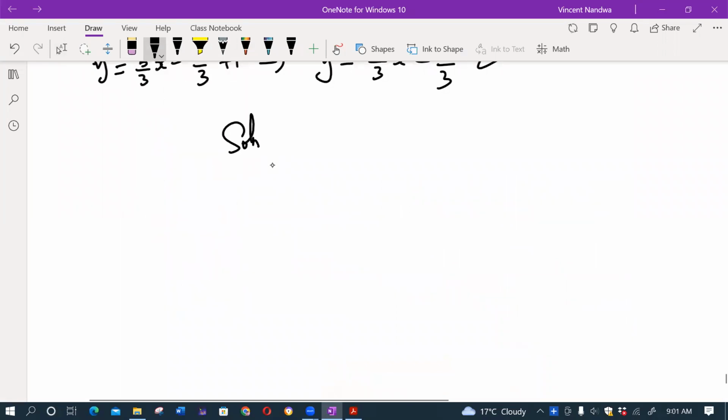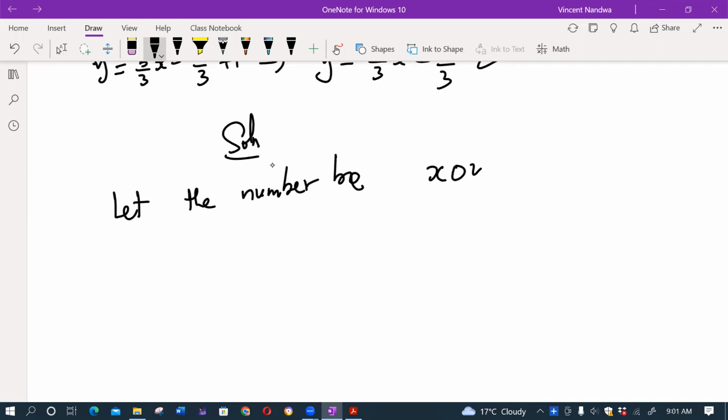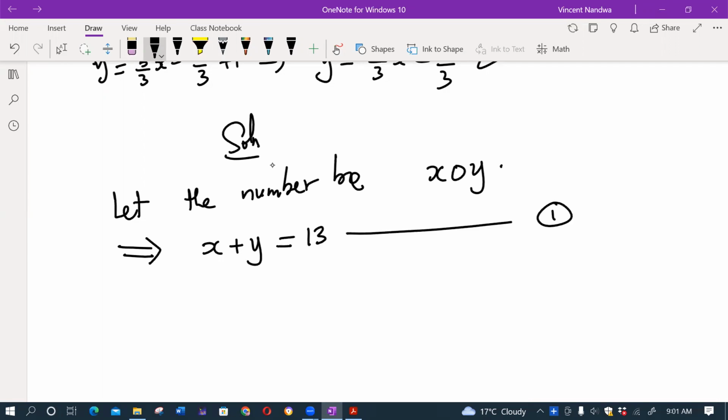So solution. I've been told that the middle digit of a number between 100 and 1,000 is 0, and the sum of the other digits is 13. So let the number be x0y, which means x plus y should give us 13. Call this equation 1.